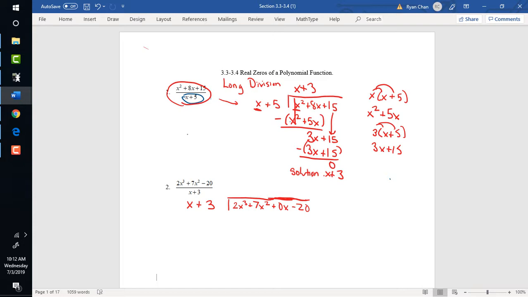Let's take a look at this here. What multiplies x to get to 2x cubed? That'll be 2x squared. Then I can multiply 2x squared by x plus 3. Now, notice what I'm writing on the right here. You don't necessarily need to do this. This is good practice, but as you get better at this, this part is not necessary where you're multiplying it out. You can do this in your head. But I have 2x cubed plus 6x squared, and I'm going to subtract.